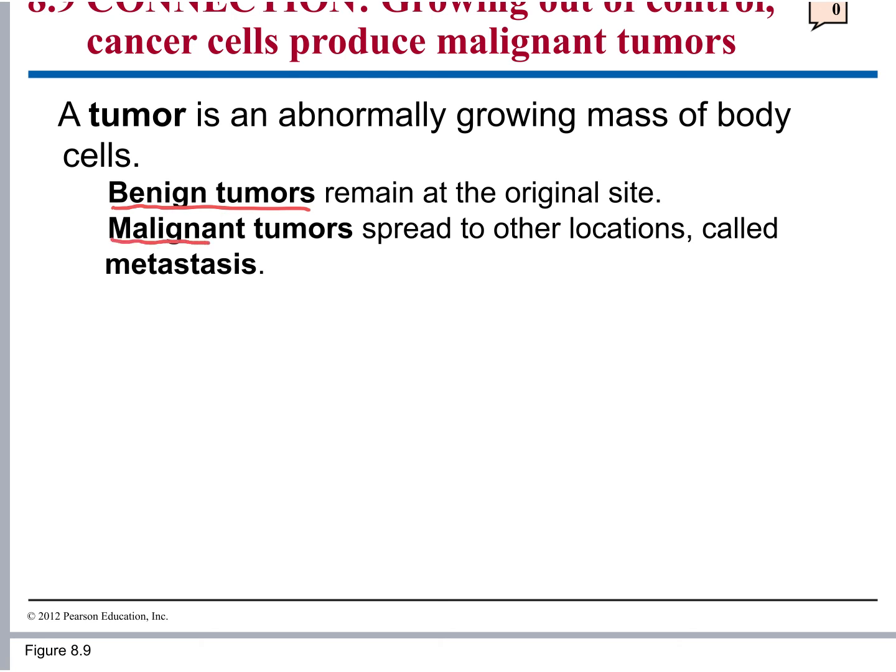Malignant tumors, those are the bad ones. Those are tumors where they've left the original location, like my friend's colon cells have left her colon, gotten into the blood vessels, and moved to other areas in the body. So that process of cancer spreading is called metastasis.